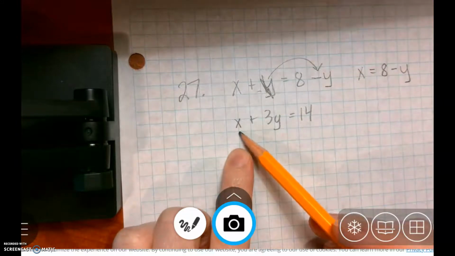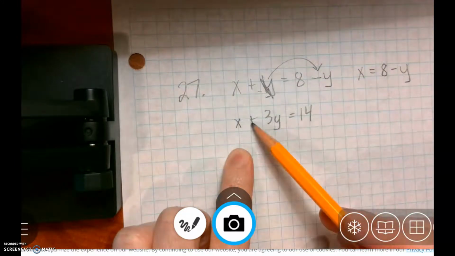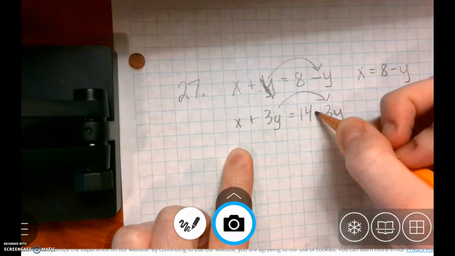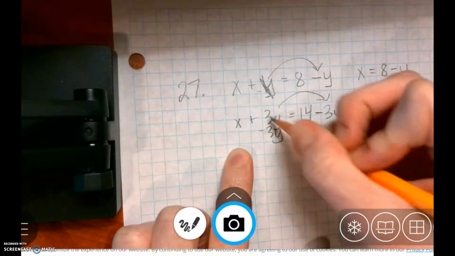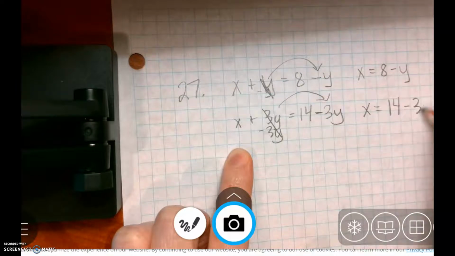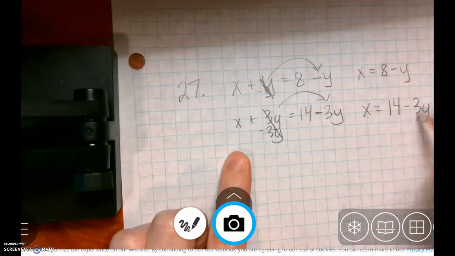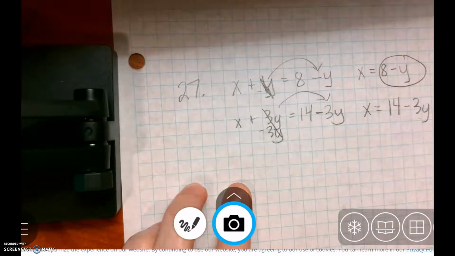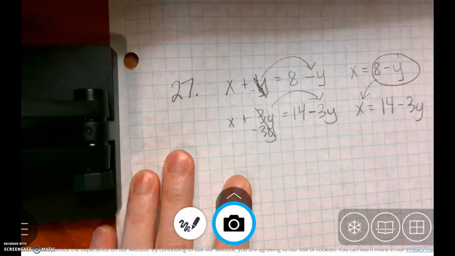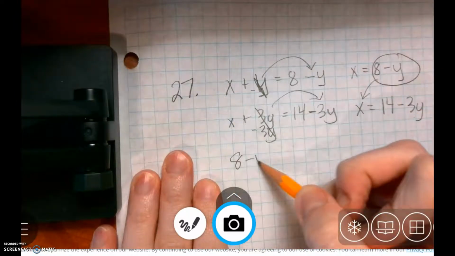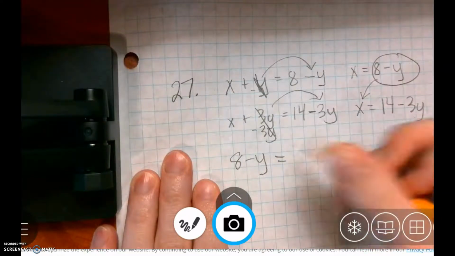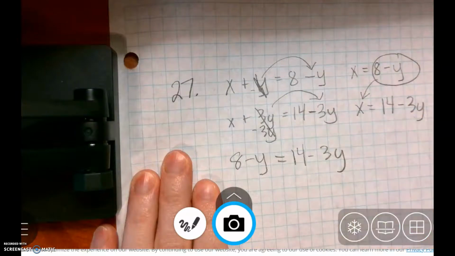And here I'm going to get x alone as well, so I need to get rid of this by doing the inverse of plus 3y, which would be minus 3y. So my new equation would be x equals 14 minus 3y. So x equals this and x equals this, so now I'm going to substitute. I'm going to take 8 minus y and replace it with x in that equation. So that would be 8 minus y, that's this part that I substituted there, equals 14 minus 3y.